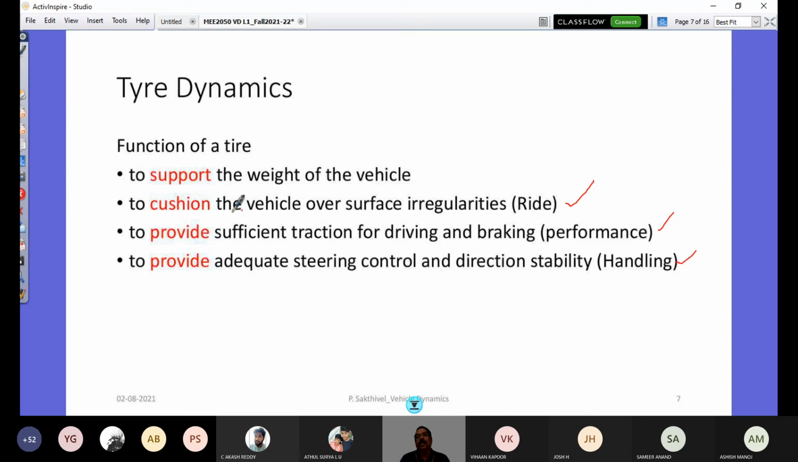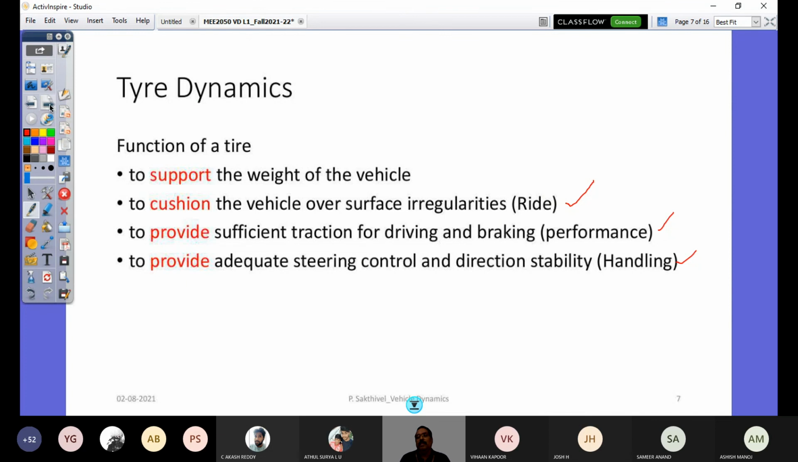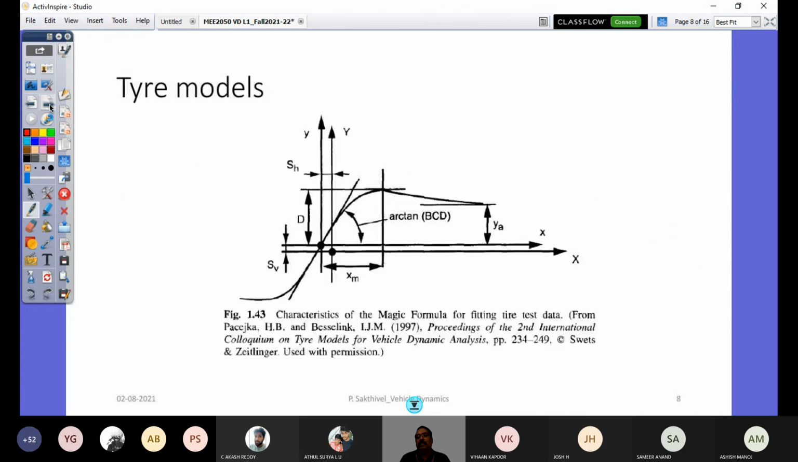If tire dynamics is not understood, and tires are not there in the vehicle, we don't call it a vehicle. And if you do not understand tire dynamics, you cannot call yourself a vehicle dynamics engineer. So tire dynamics is very important. We are going to study them and how they fulfill these three parts of our dynamics. We'll understand, and there are tire models. This is a popular model called the Magic Formula tire model, so we will discuss this tire model in our course.